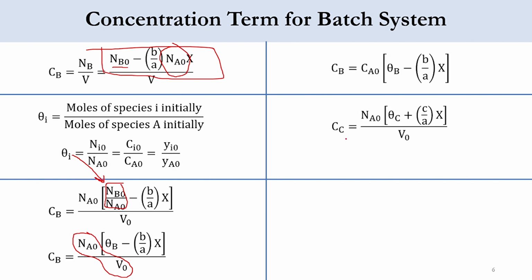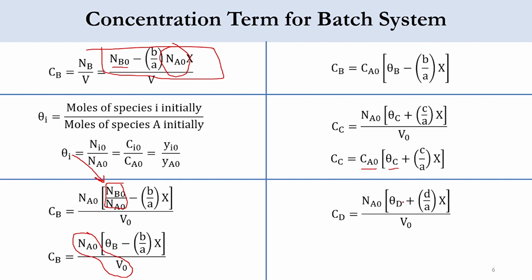Similarly for C of C, it will be Ca naught, theta B will be replaced by theta C. Here it was minus B over A, here it is plus C over A. And same will be the case for C of D, that Ca naught theta D plus D over A into x. So these are the concentration terms.